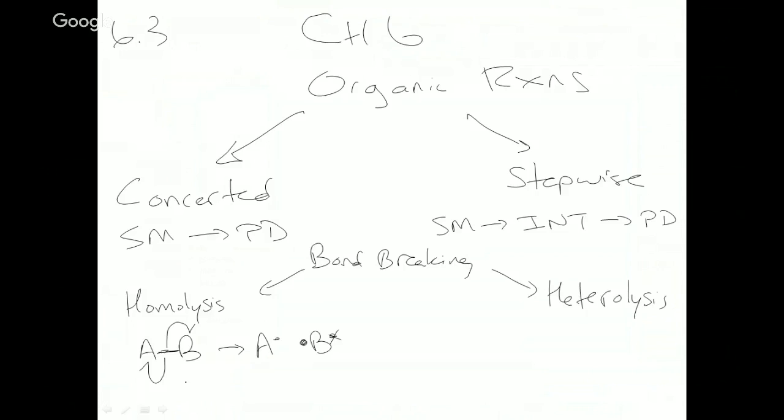We use what we call fishhook arrows, which are sort of half an arrowhead. A full arrowhead means 2 electrons. Let me illustrate heterolysis on the next slide. I'll draw it nice and big because this is by far more common. Now with A and B, the electrons can go with A or B. So here we're going to show pathway A, where A is getting the electrons.